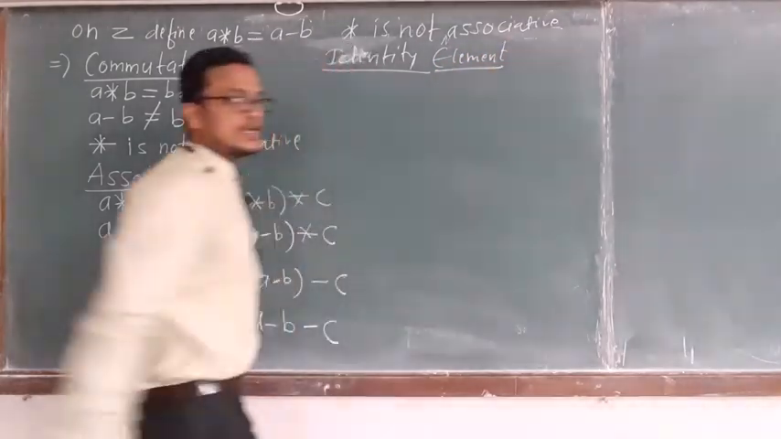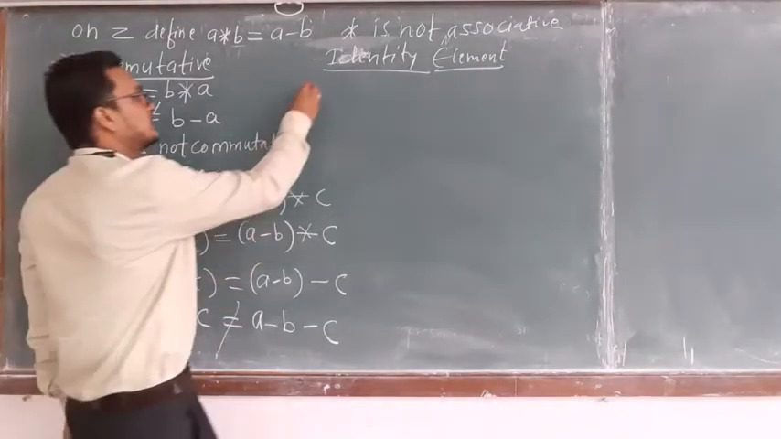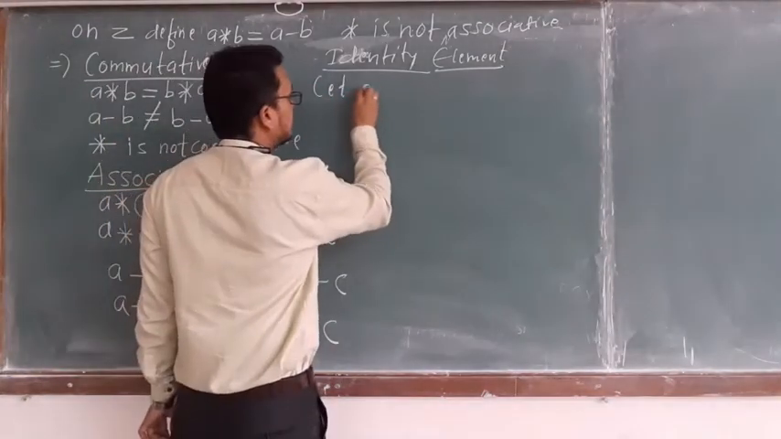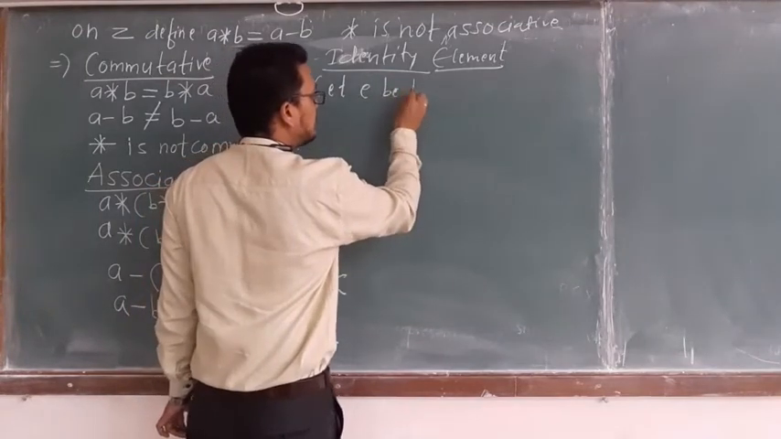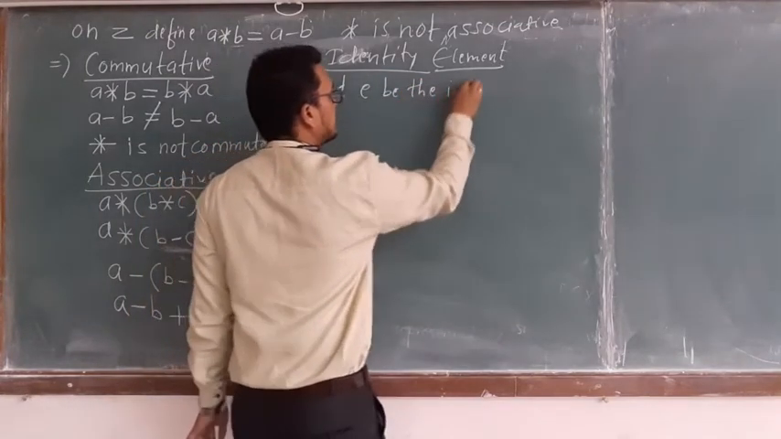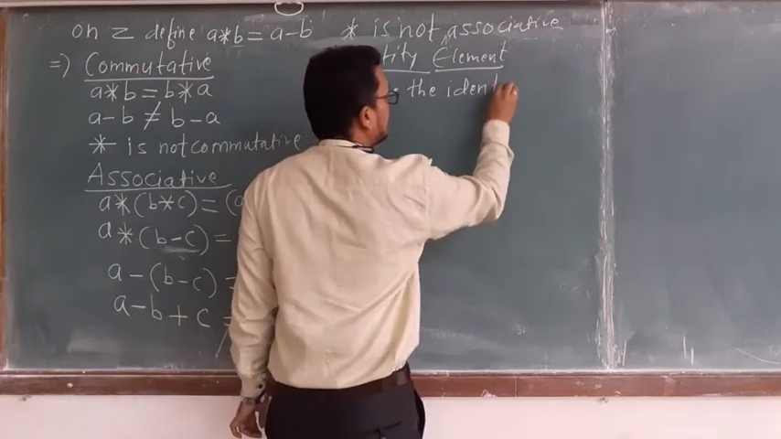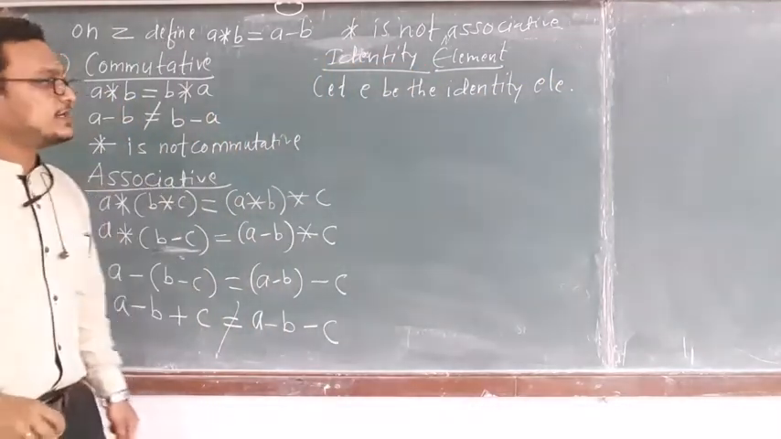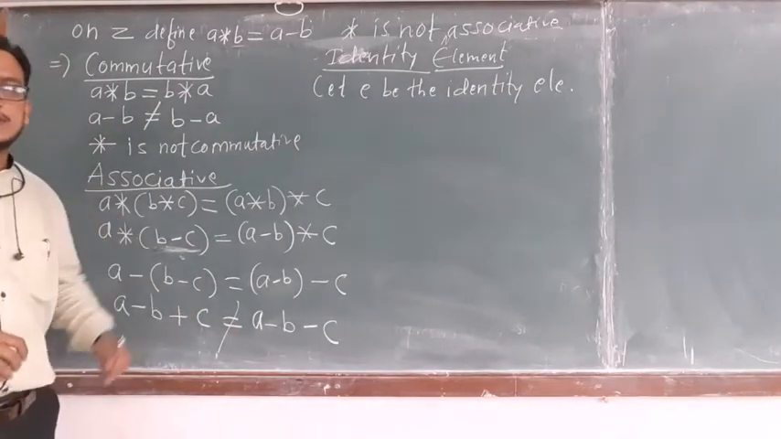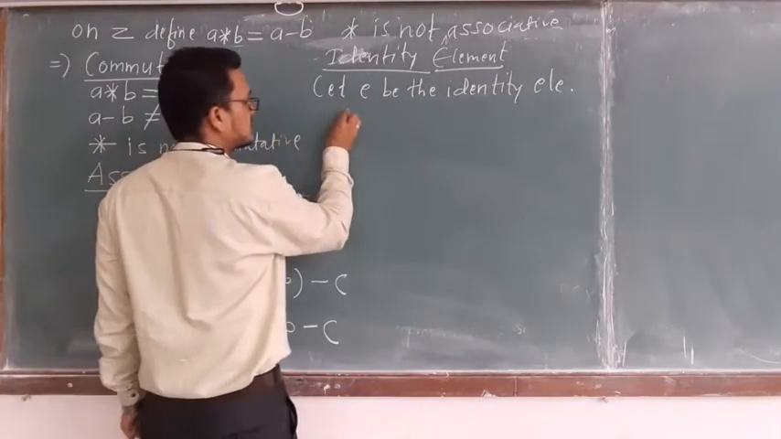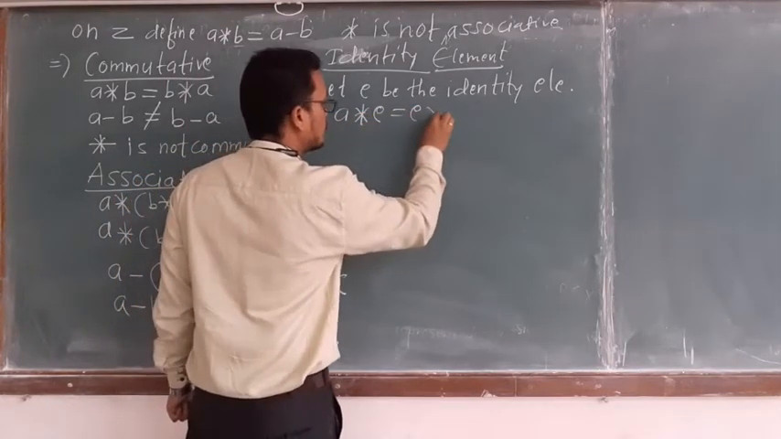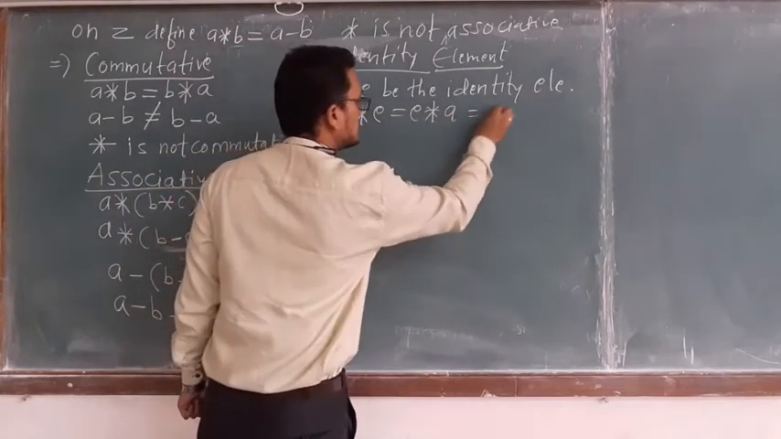Means we will check whether it exists or not. So for that, you choose one element, one identity element, that is, let E be the identity element. Then what is the definition with respect to binary operation star? That is A star E is equal to E star A is equal to A.